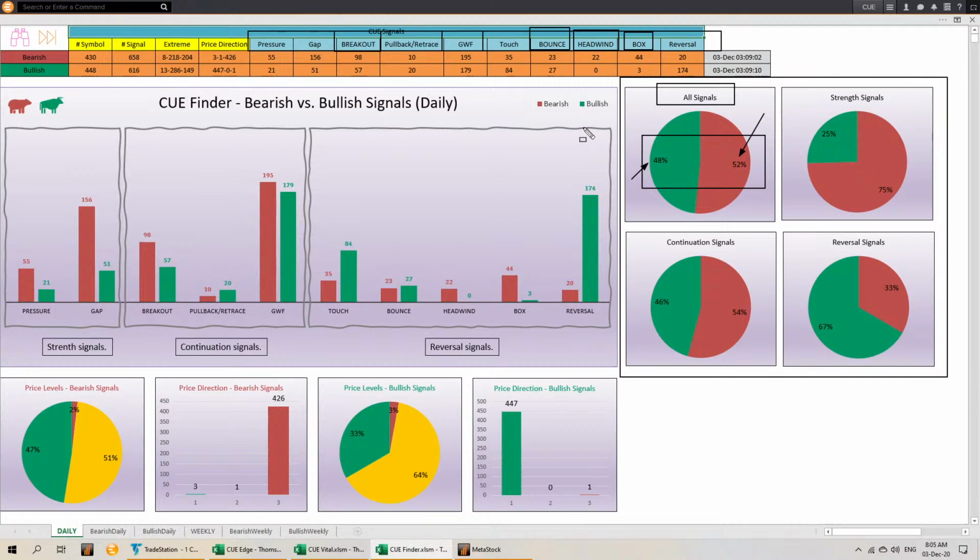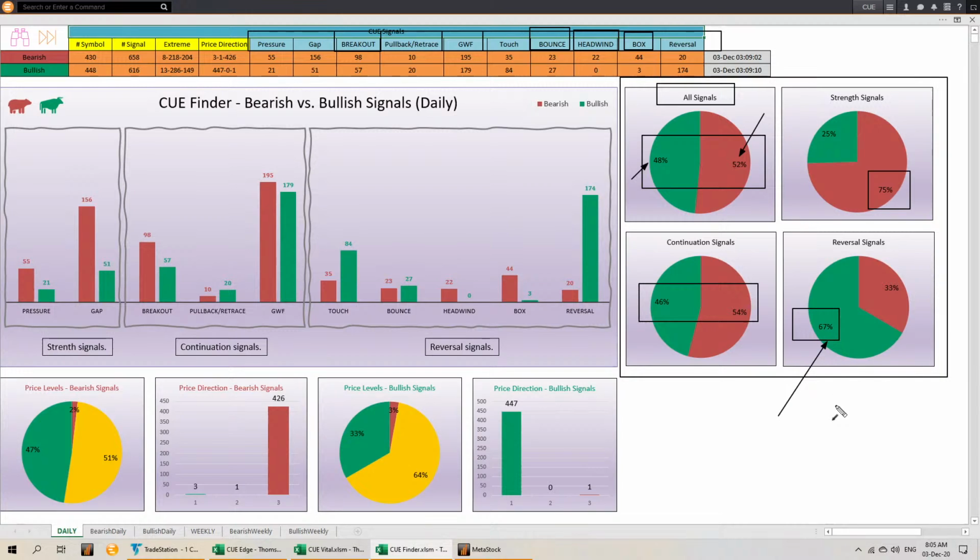From the pie charts, you can see that all signals is balanced, and if you look at strength signals, then it is more bearish than bullish. Trend continuation signals, you may say balanced, and reversal signals yesterday were bullish. How to use it? If you use this set of pie charts, then if you want to take trades at the close of the market yesterday, you might look for reversal bullish setups.